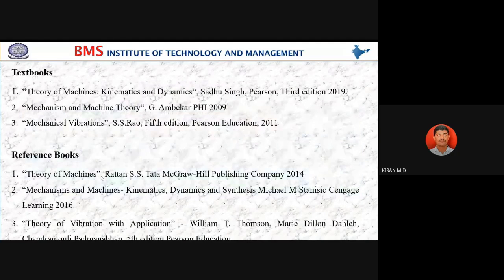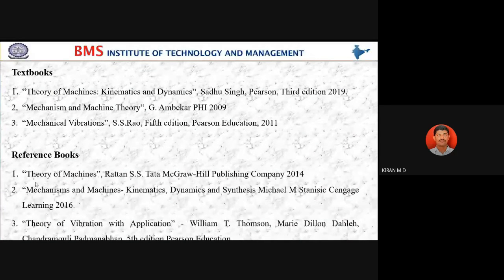So these are the textbooks. You can take the textbook of Theory of Machines, Kinematics and Dynamics by Sadhu Singh. Okay, and Mechanical Vibration by S.S. Rao. This is suitable for first 3 modules and this is suitable for last 2 modules, vibration parameter.